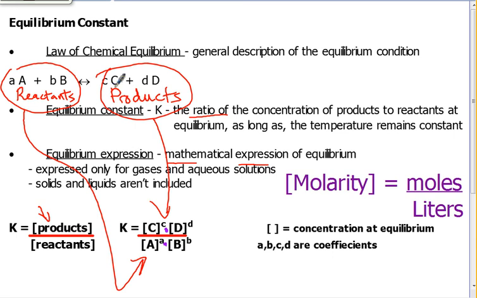So whatever the value of C is and whatever the value for D is, they get multiplied together. Whatever the value for A and B are, they get multiplied together in this equation.